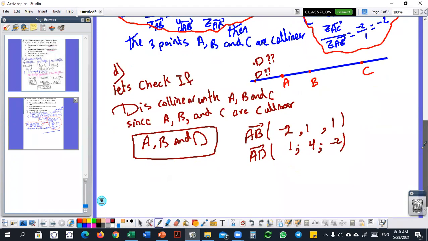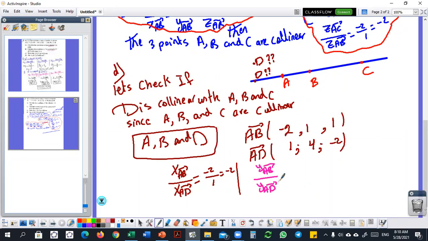So شو حنقول له؟ الـx للـAB على الـx لمين؟ للـAD، شو عم تعطيني؟ minus 2 على 1 قد إيه؟ minus 2. هلا y للـAB على الـy لمين؟ للـAD، 1 over 4، it is 1 quarter. هيدا يعني هدول different، ما في داعي نكمل على الـz. دغري بقول له then x للـAB over x للـAD doesn't equal y للـAB over y للـAD.